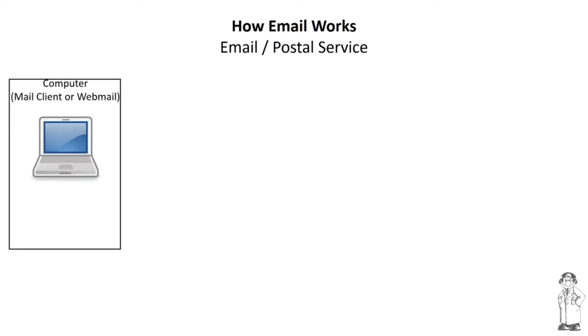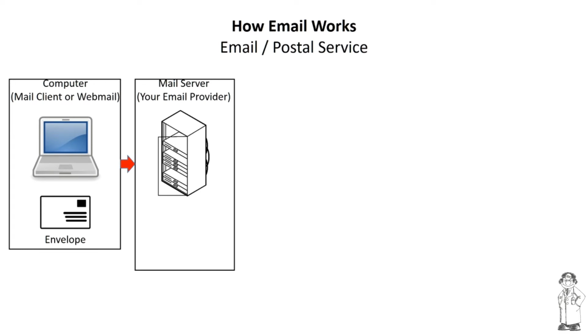Now we'll go over how an email system works and how it's actually modeled after a common postal service. So we start off on your computer. Now this can be on a mail client or on a webmail system that your computer is accessing. It also doesn't necessarily have to be a computer. This could be your phone or tablet. So this is kind of like starting out with your envelope. You have your mail, it's in the envelope, and it's ready to go out. First thing it's going to do is go out to a mail server, which is going to be operated by your email provider. This would be kind of like going to the post office in your town.